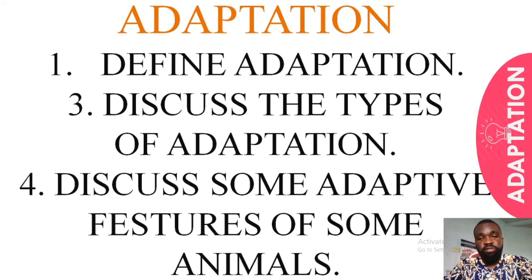Okay, and we move ahead to talk about adaptive features of some animals. We talked about fish. We said fish have gills that help them to breathe. They have streamlined bodies, the curved shape of their body, that helps them swim easily. We talked about their tails, their fins, the dorsal fin and tail fins, and so on and so forth, that also help them to swim. So these are most of the adaptive features of a fish.